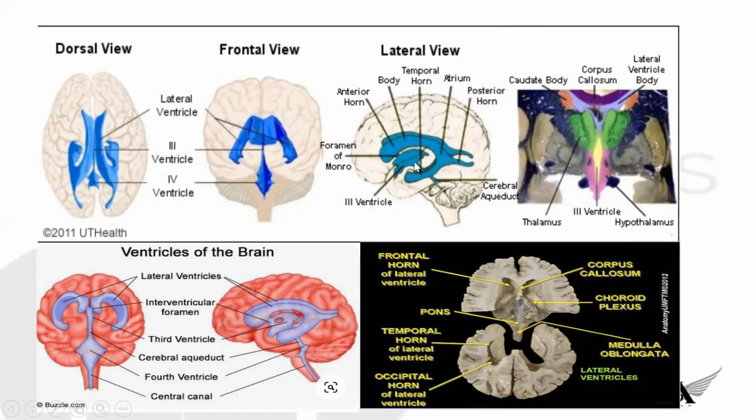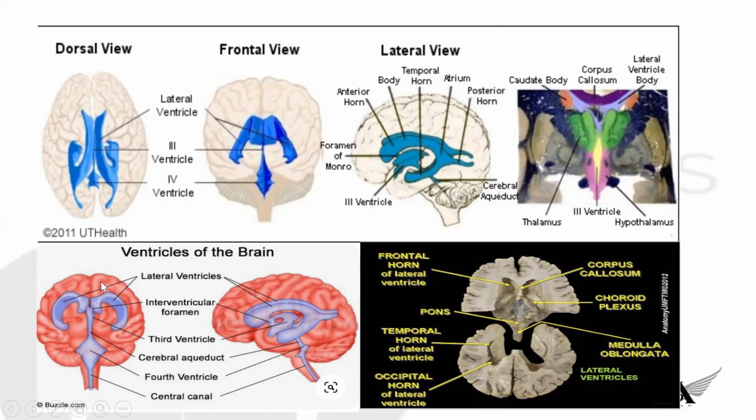It is C-shaped. It has an anterior horn, the body, this is the posterior horn, and this one is the inferior horn, and you will have the third ventricle in between. See, this one is easier to understand. The right and left are the cerebral hemispheres. This one is the C-shaped lateral ventricle.